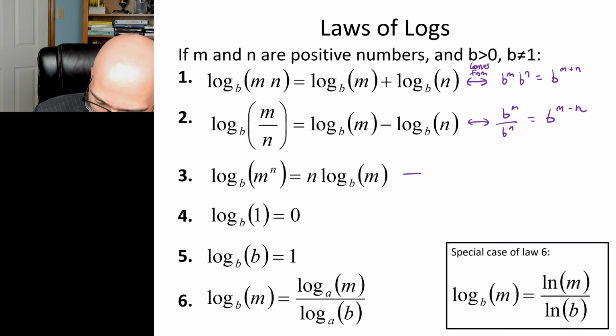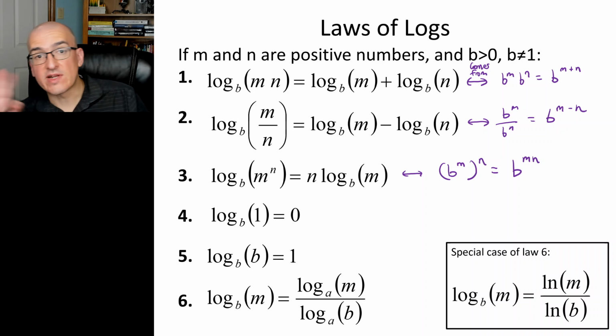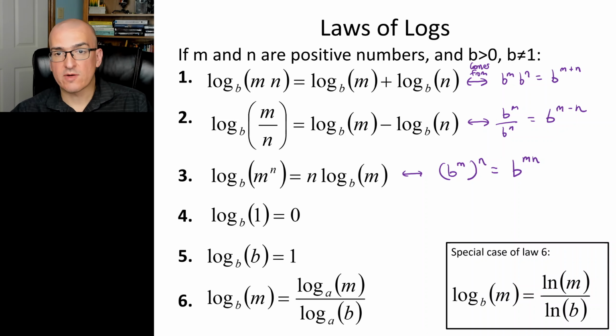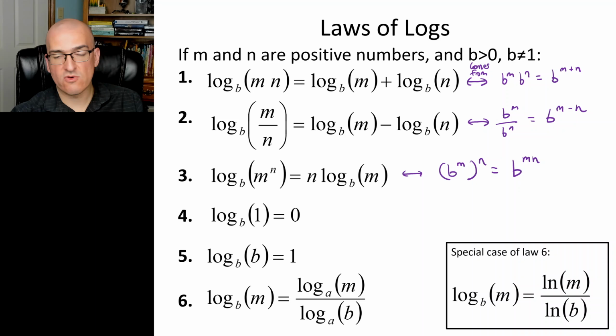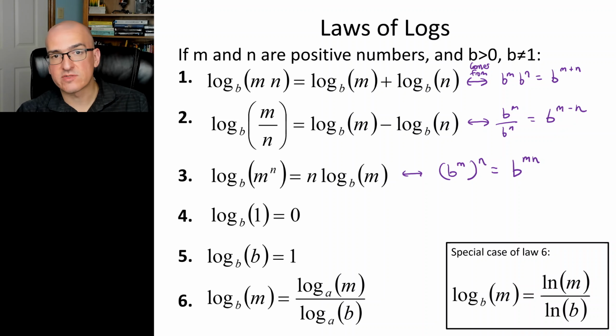Now the next one is the translation of this rule: b to the m, all to the n, is equal to b to the m times n. Rule 3 says if you have a log of any base of something to a power, you can bring the power down in front. This looks a little bit like a derivative, and it's not. There's no connection at all to derivatives. It's just a translation of b to the m all to the n is equal to b to the m times n. It's a translation of the exponent law into log language.